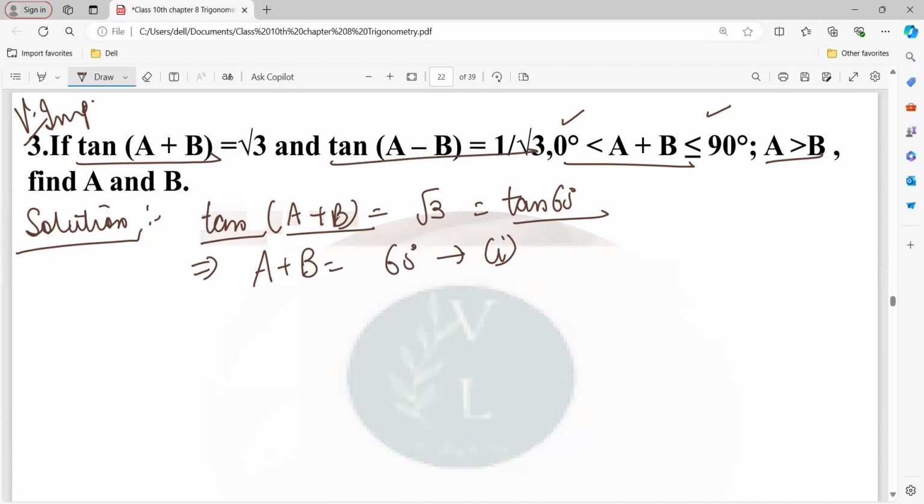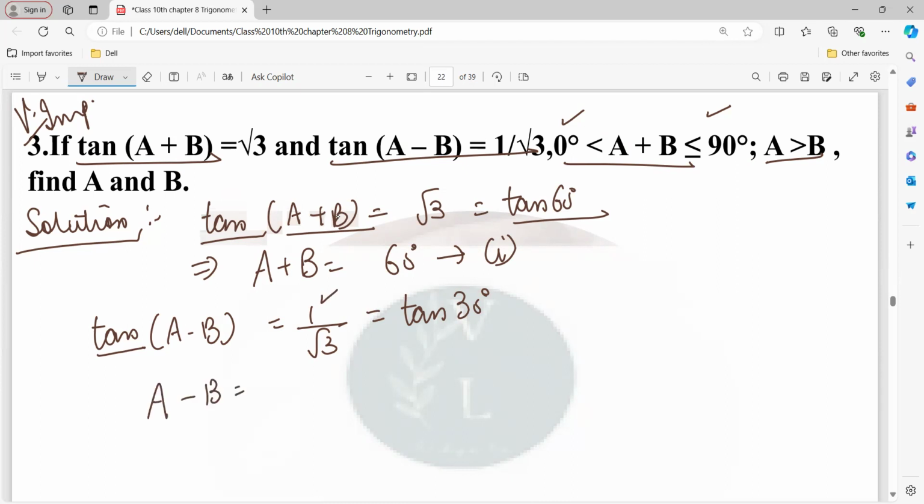Now, the second one we have is tan(A minus B) is equal to 1 upon root 3. Now, 1 upon root 3 is the value for tan 30 degrees. Why have we taken tan? Because on the left side we have tan. So tan and tan will get cancelled out and we will just get simple equations. Okay. So that's why we have taken the values like this. So if tan(A minus B) is equal to tan 30 degrees, then A minus B is equal to 30 degrees. We'll mark it equation 2.